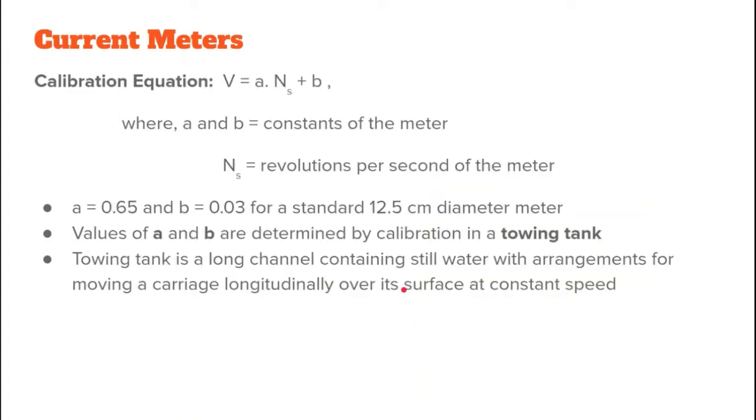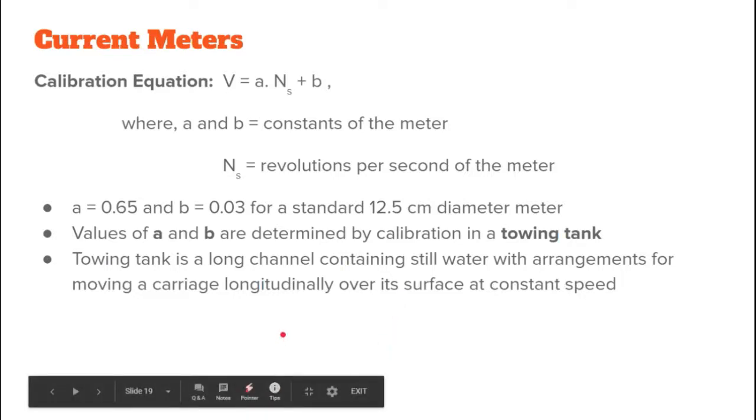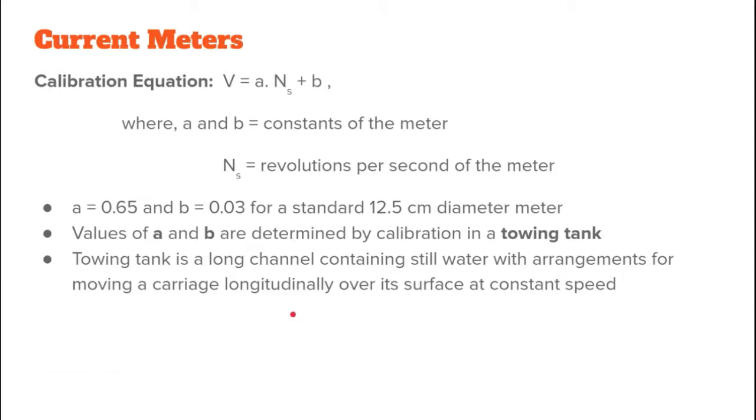Calibration equation for current meters. Since the velocity varies linearly with the rotation speed, it can be written as V equals A times ns plus B. Values of A and B are determined by calibration in a towing tank. In a towing tank, a carriage moves over still water at a constant speed. In this process, the average value of the number of revolutions, which is ns, is determined. And this is repeated again and again, and we can find the best fit linear relation.